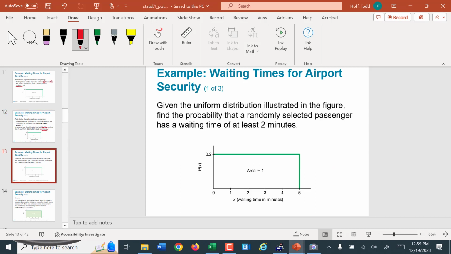So let's say we want to look at finding the probability that a given passenger, a randomly selected passenger, has a wait time of at least 2 minutes. So here's 2 minutes right here.